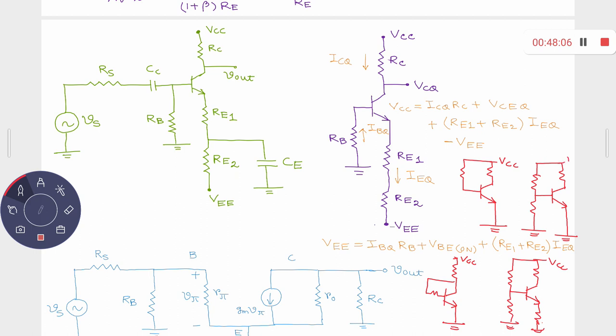This one is VCC. So you have seen all these four types of biasing: fixed bias, collector to base bias, voltage divider bias without emitter resistor, voltage divider bias with emitter resistor. In these cases, you have seen that the base is connected to VCC by some means, either through this resistance RB, or through this another resistance RF, or through this.